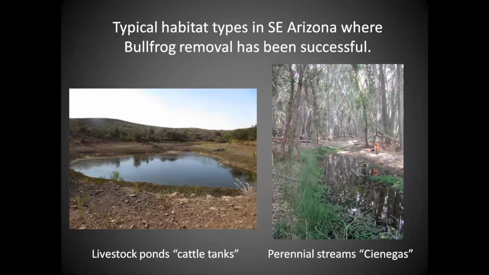We don't work in the desert. There are no saguaros where we work or anything like that. It's all upper grassland, transition zone, upper Sonoran life zones, because that's where the Chiricahua leopard frog is. They don't really exist very well below 4,000 feet. So we don't work in the desert per se.